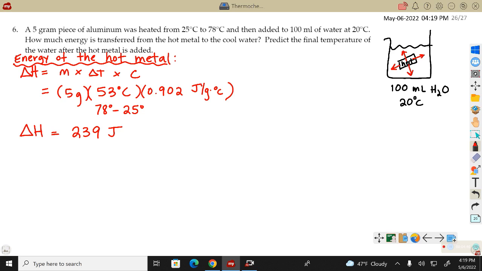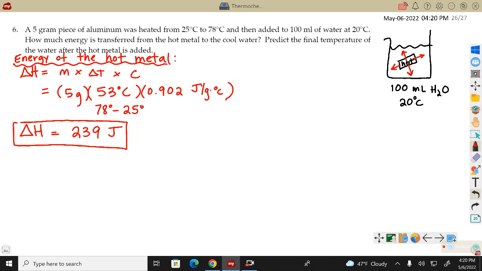So for purposes of doing this calculation, we're going to make an assumption that the 239 joules from that hot piece of metal is totally transferred to the cold water. This is the answer to the first part. How much energy is transferred from the hot metal to the cold water? We're going to assume all of it. All of the energy from the hot piece of metal is going to transfer to the water. Okay, I can do that.